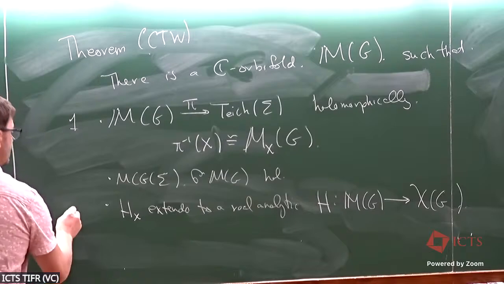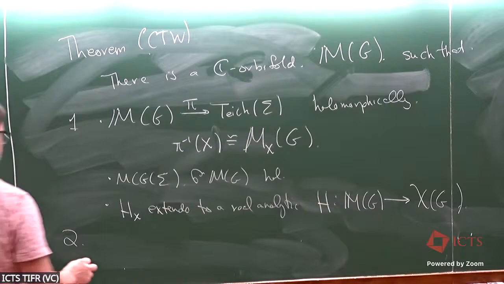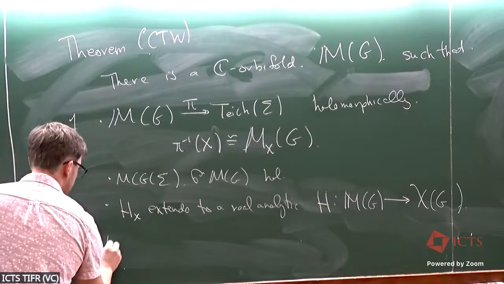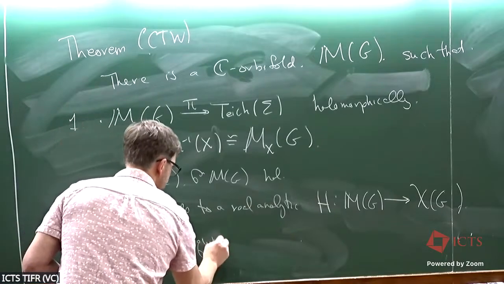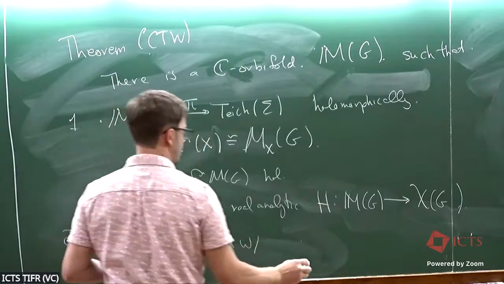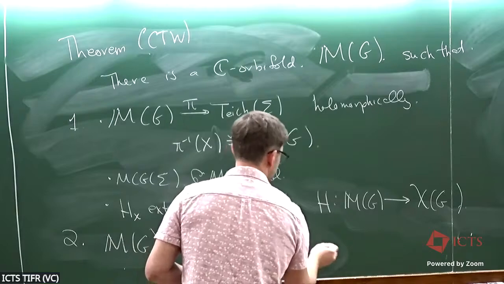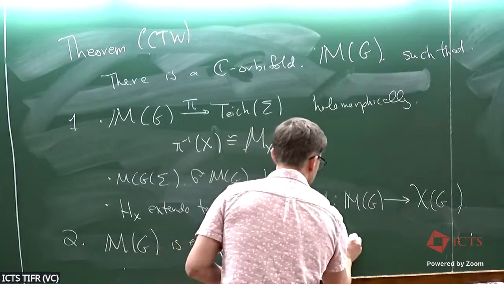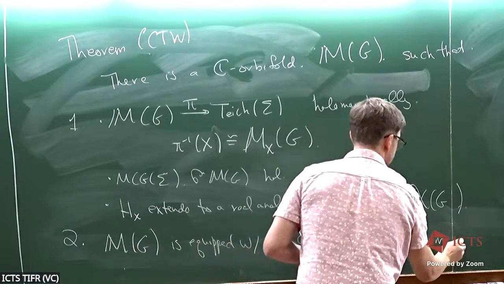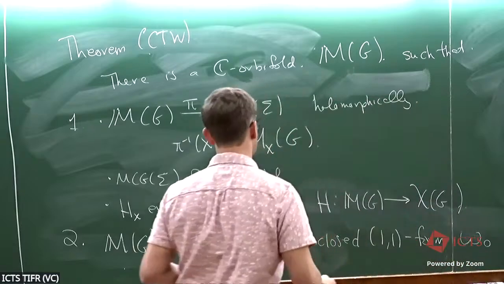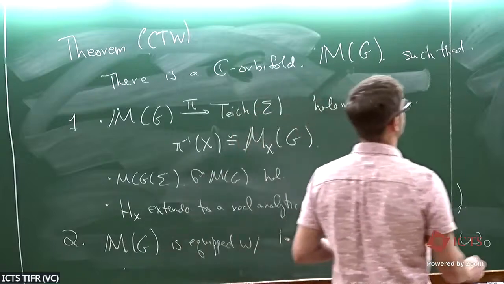And second is that this space comes with some nice structure. So this space M_g is equipped with two pieces of information. Well, there's more, but I'm only going to tell you about two. The first is a closed (1,1)-form, omega naught. Let me call it 1, and I'll go over here with 2.